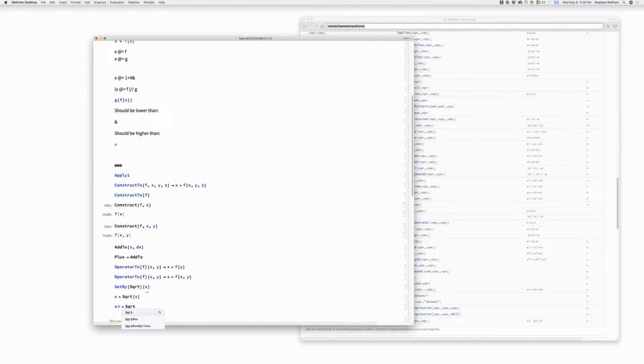I see. The proposal is that it'd be possible to get a function where you could say square root 2 equals SetBy square root. But the issue there is that the subvalue can't reach in and prevent evaluation of the x. Right?